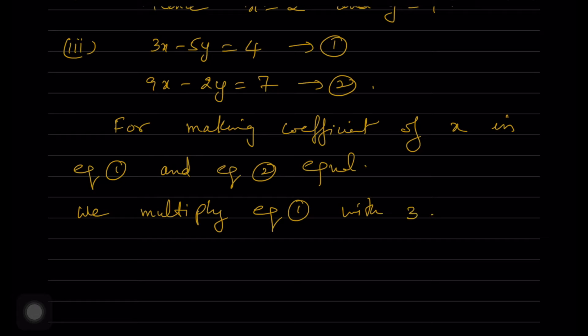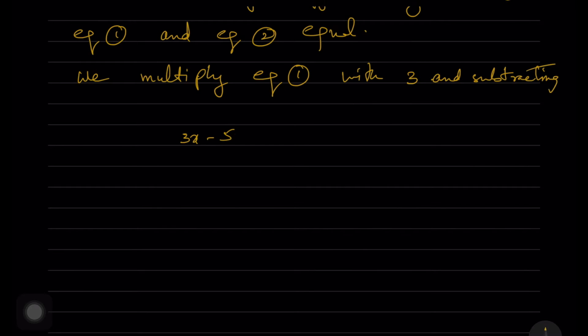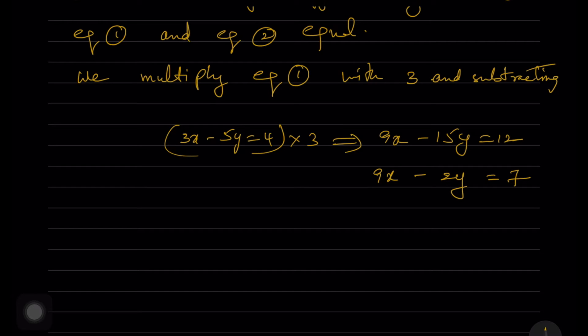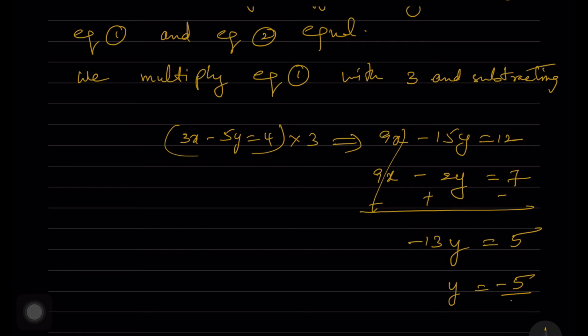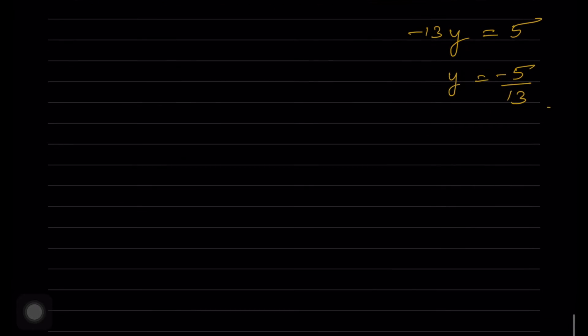So you will get 9x over there for both the equations. So if you are multiplying this with 3, you get it as 9x minus 15y is equal to 12, and 9x minus 2y is equal to 7. So then you are subtracting. When you subtract both the equations, you get 9x get cancelled. So then you are getting this as minus 13y is equal to 5, or y is equal to minus 5 by 13. This is the value of y which we got.